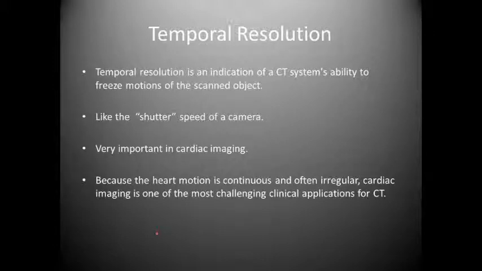This brings us to temporal resolution. Temporal resolution is an indication of a CT system's ability to freeze motions of the scanned object. It's like the shutter speed of a camera. As we all know, the faster the shutter speed, usually the reduced risk of motion in a person's photo. This is very important in cardiac imaging because the heart motion is continuous and often irregular. Cardiac imaging is one of the most challenging clinical applications of CT, and as we can all attest to, it hasn't been fully completed with high degrees of accuracy yet.